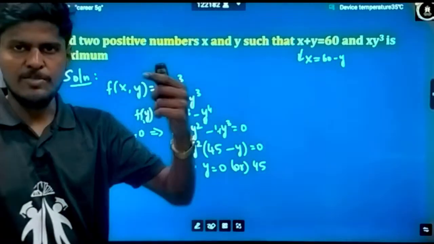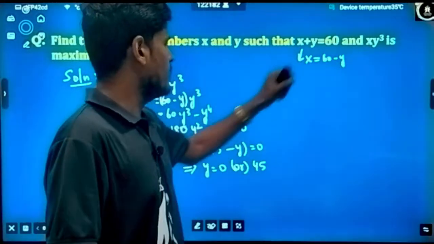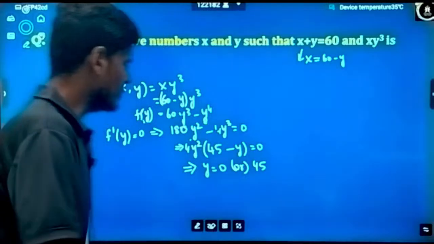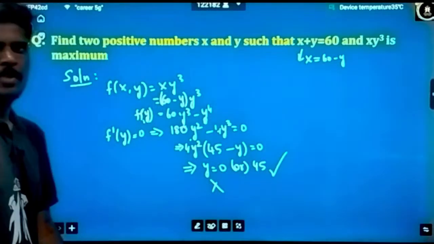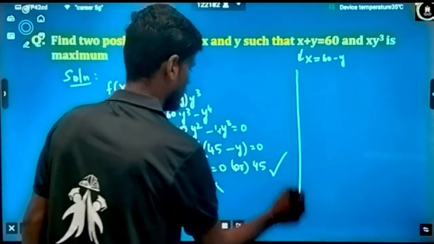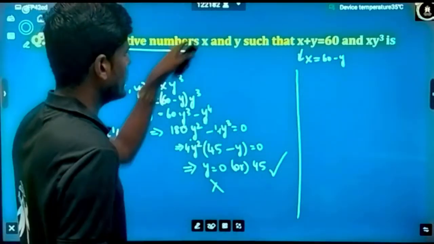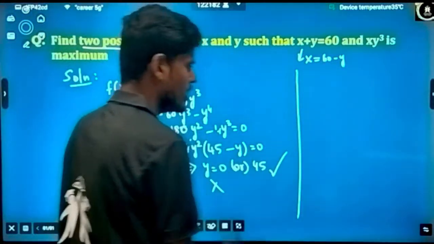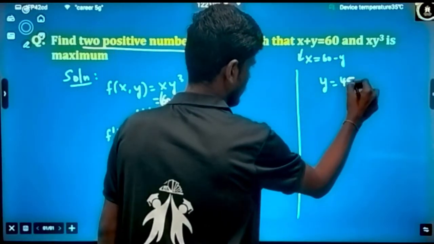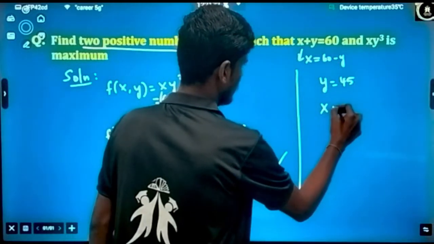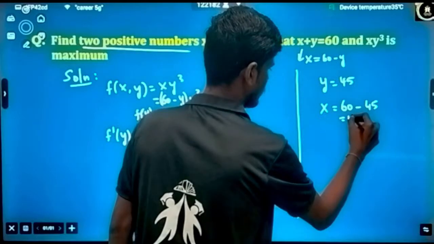Also, we have to find the maximum value. When y is equal to 0, this product is actually 0. If we have any positive number, that will be greater than that. Therefore, 0 is not possible. Only 45 needs to be selected. Now we have to find two numbers, x and y. We already know the y value. y is equal to 45, which means x will be equal to 60 minus 45, that is equal to 15.